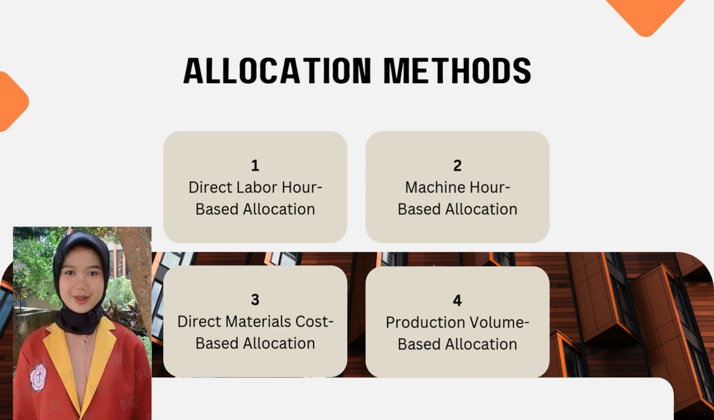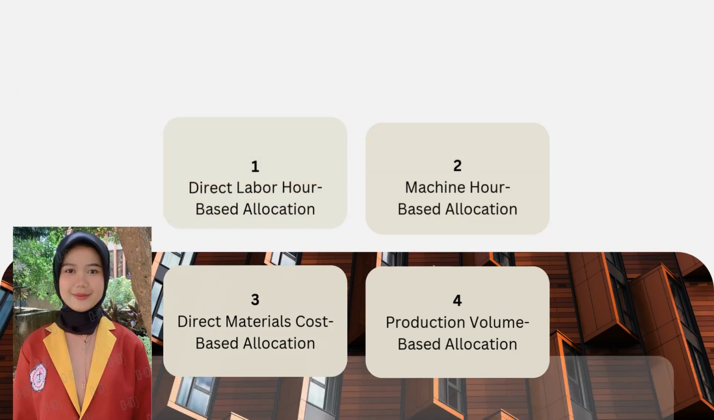3. Direct materials cost-based allocation. This method allocates overhead costs based on the proportion of direct materials costs used. If a product uses more raw materials, more overhead costs will be allocated to that product. 4. Production volume-based allocation. In this method, overhead costs are distributed equally across all units produced, regardless of how much material or labor is used.